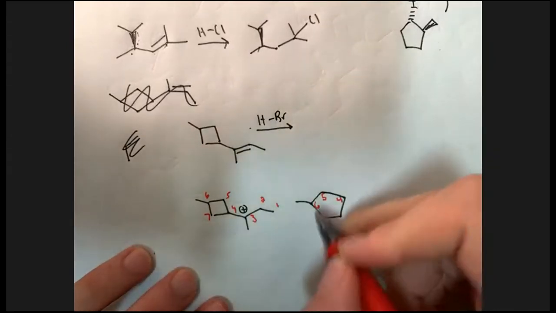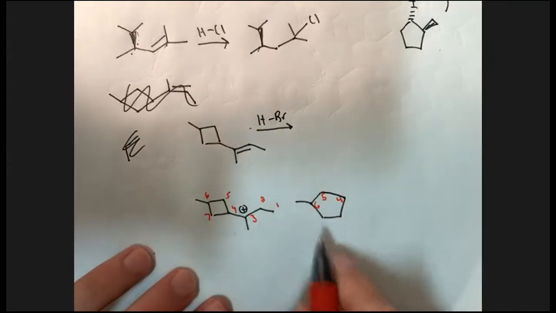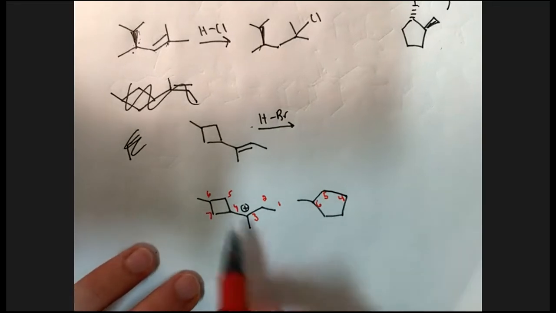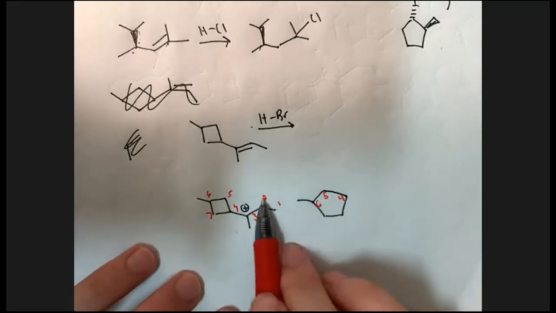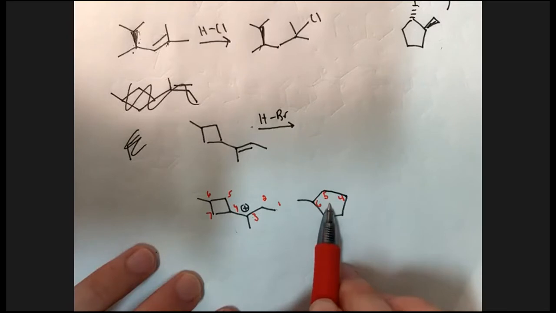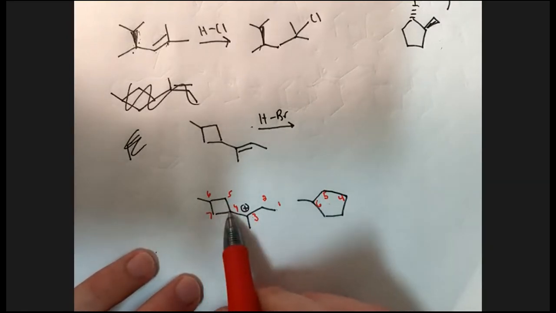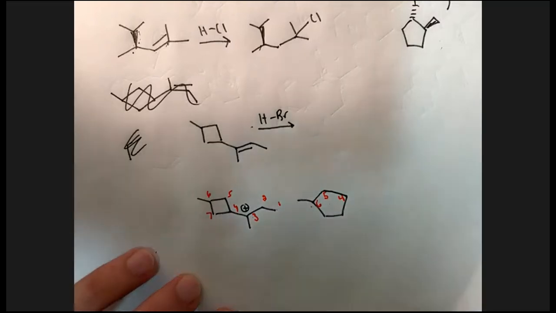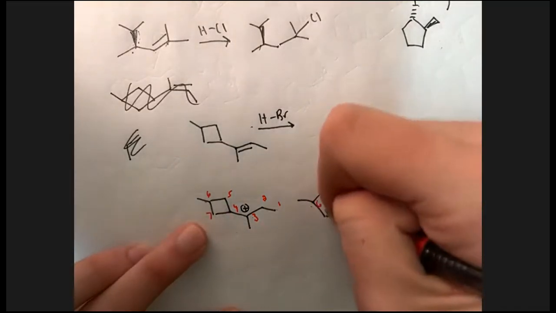Okay, so that's probably 6, 5, and 4. Remember, 3, 2, and 1 are outside of the ring. So there's no reason for me to number 1, 2, 3 inside here. So I'm just kind of using my logic here. 6, 5, and 4 are definitely parts of the ring. Okay, I just threw a methyl there because that's the one that was here. And then this is probably 7 right here.